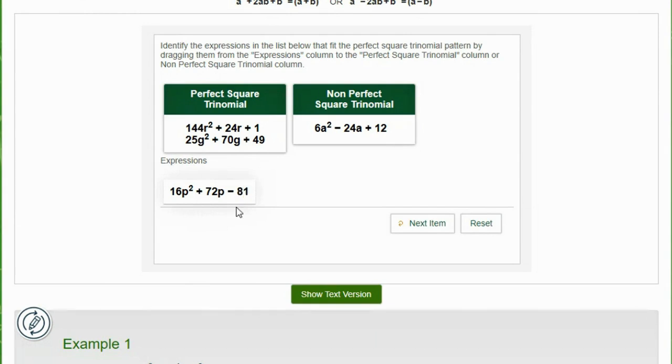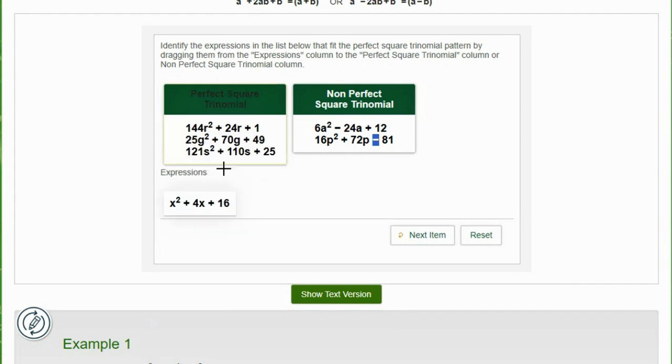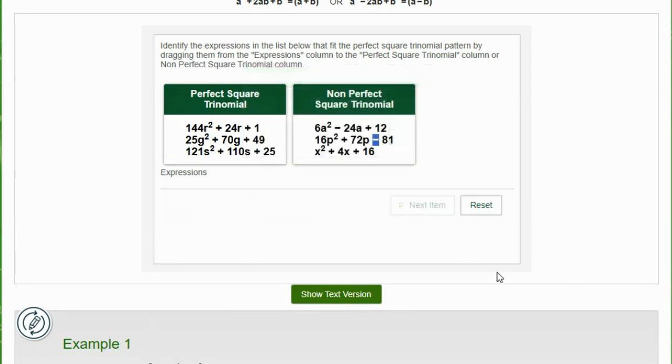4p and 9. Oh, look, there's a negative on the last term. We don't even have to check it. Can't be a negative on the last term. That has to be a positive. This one's a positive and a positive. So this is 11s and 5. 5 times 11 is 55. That's half of 110. Let's see, x and 4. That's 4x. That's not doubled. It's not.